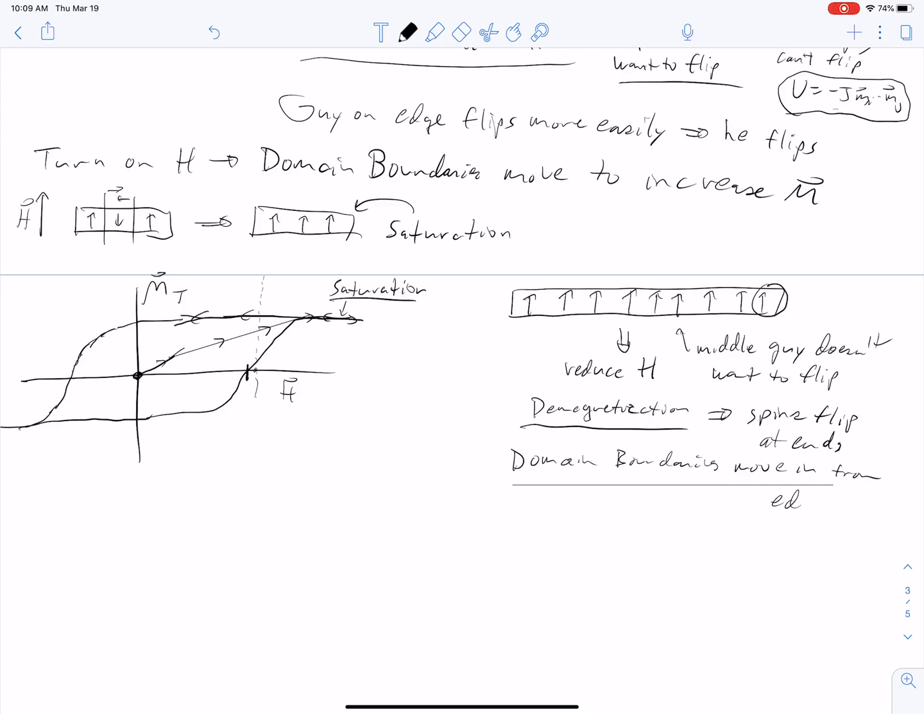And so this is the curve. It's a hysteresis curve. You've seen it before, probably. Maybe you didn't know what it meant, or maybe you did. But this is a hysteresis curve, and this here, we call the coercivity, HC. This is the coercivity.